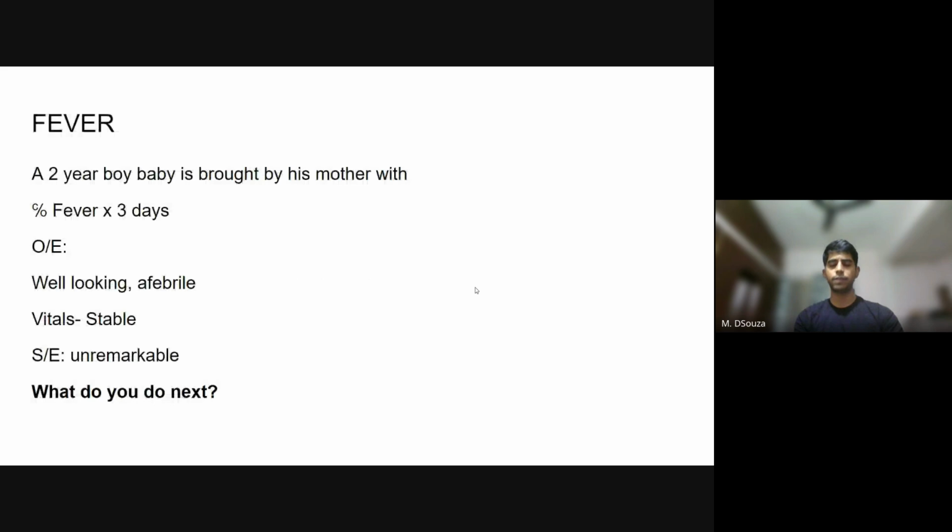So coming to fever, you have a 2-year-old baby boy brought by his mother with complaints of fever since 3 days. She tells you, doctor, this child is having fever throughout the day. His head is feeling really warm. On examination, you establish the child is well looking, afebrile at that time, temperature of just about 98.5. Child is hemodynamically stable with systemic examination unremarkable. What do you do in these circumstances?